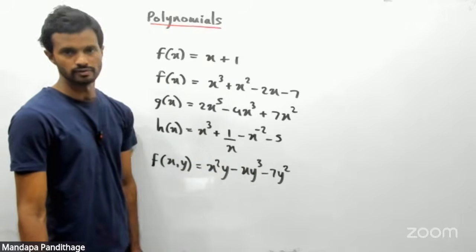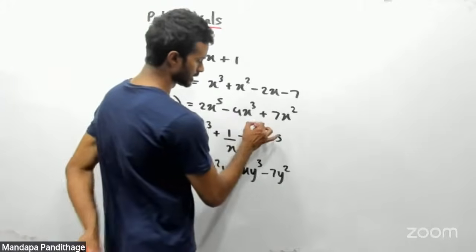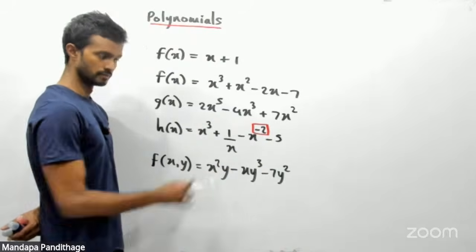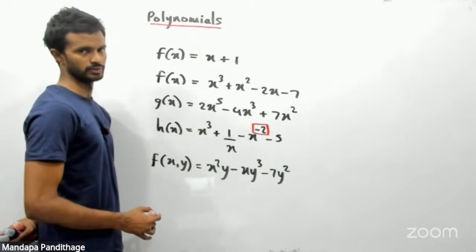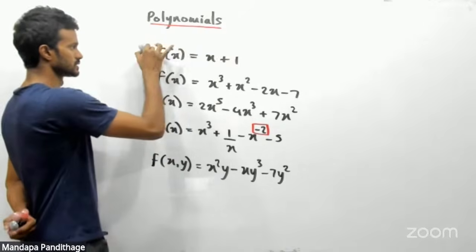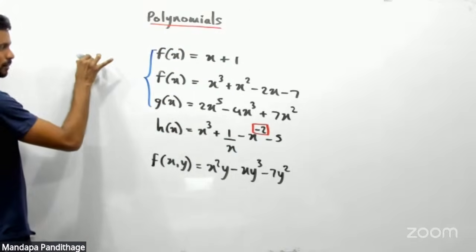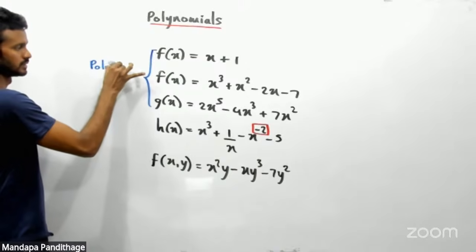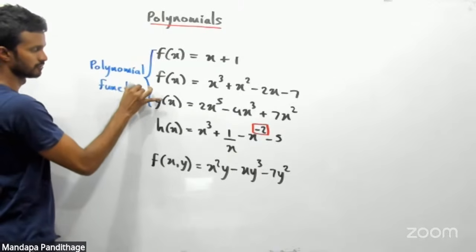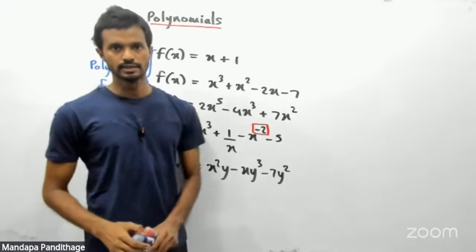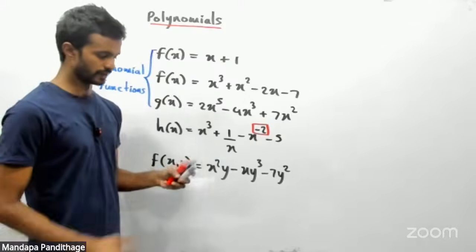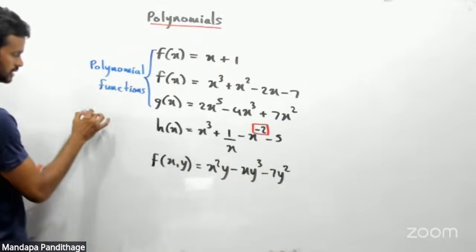We have positive integral powers of the variable, but in this case, it's clear we have a negative integer, which does not fit the definition of a polynomial. So these functions are polynomials because they only consist of positive integral powers. I'll write it: polynomial functions, positive integral powers of the variable and constants. But if you have a negative integral power, that is not a polynomial. So this is not a polynomial.